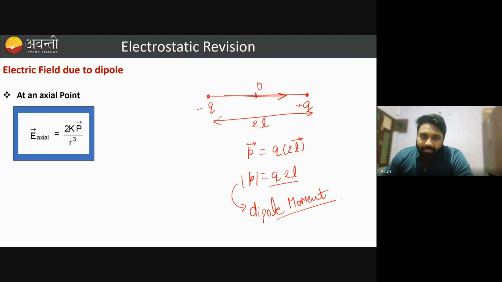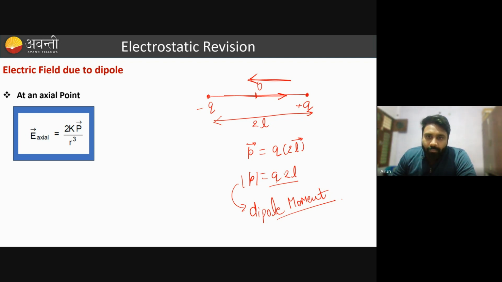So the dipole moment P is equal to Q into 2L. Dipole moment has the opposite direction from the electric field, so it is from positive to negative, but in chemistry you will see it is from negative to positive. That is a different scenario. We will focus on physics.